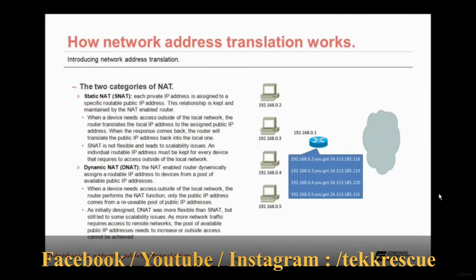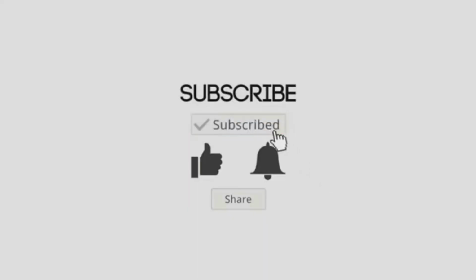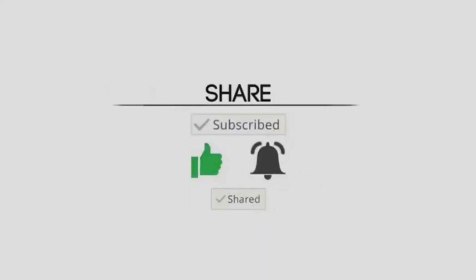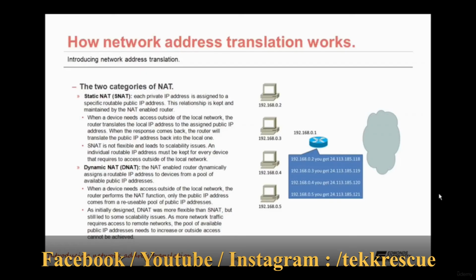With static NAT, each private IP address is assigned to a specific routable public IP address. This relationship is kept and maintained by the NAT-enabled router. When a device needs access outside of the local network, the router translates the local IP address to the assigned public IP address. And when the response comes back, the router will translate the public IP address back into a local one. Static NAT is not flexible and leads to some scalability issues.